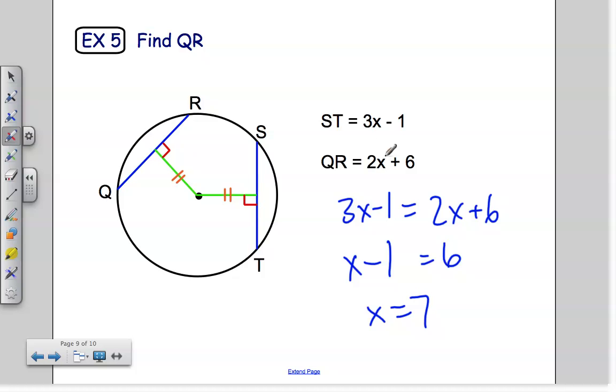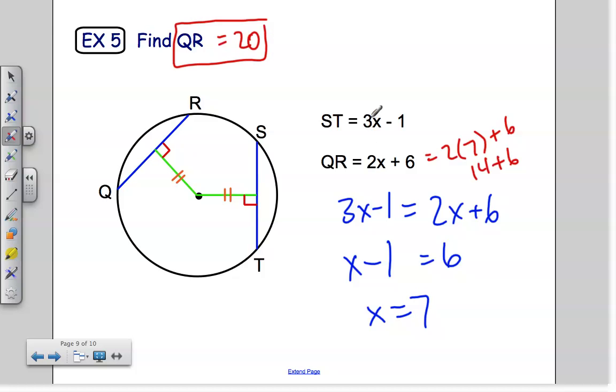And QR was 2x plus 6, so 2 times x, which is 7, plus 6. 7 times 2 is 14, plus 6. It looks like QR is a length of 20. Let's make sure that we get the same answer here. 7 times 3 is 21, minus 1 is also 20. It looks good. So today, properties of chords of circles.